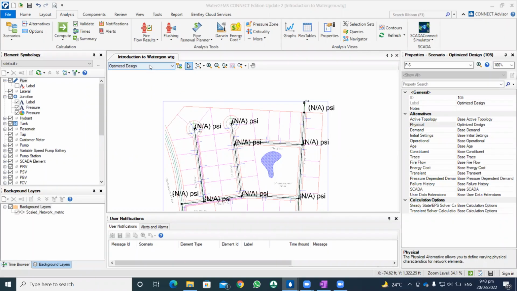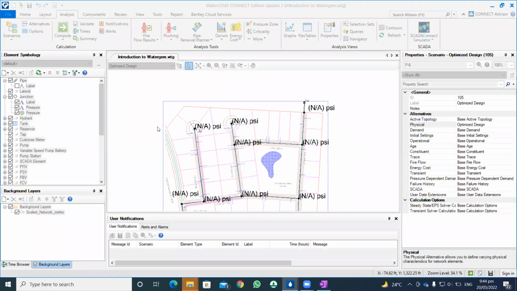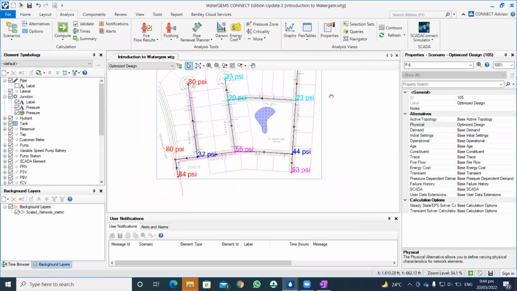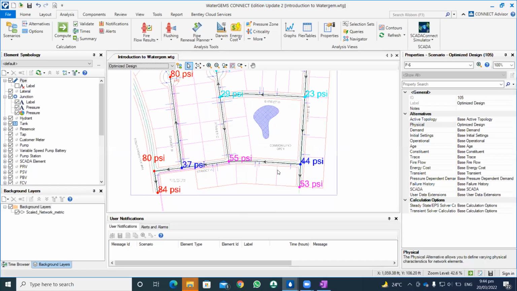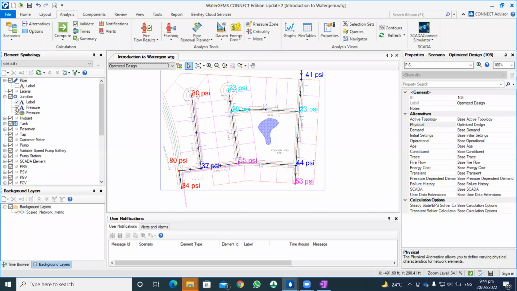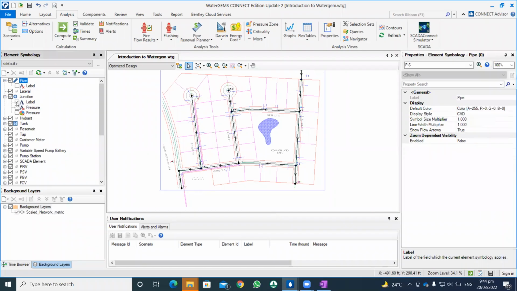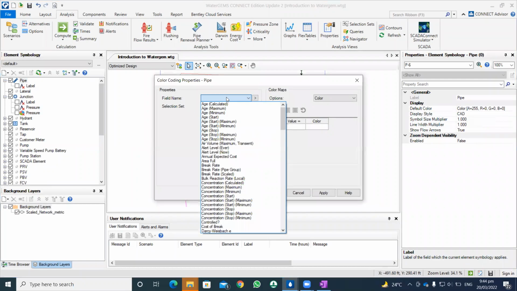Okay, after exporting this specific scenario and the alternative design to this specific scenario, I will run that scenario. So here you can check the pressure at each node. I will just annotate by color coding these specific diameters of pipe.